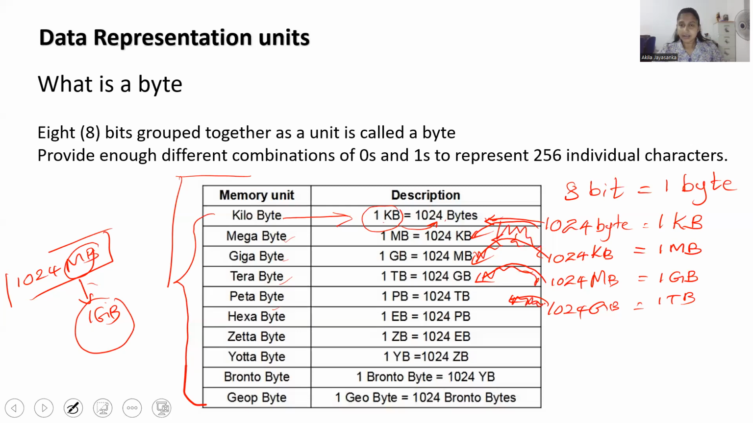Don't consider these arrowheads, right? So you can see 8 bits represent 1 byte, 1024 bytes represent 1 kilobyte, 1024 kilobytes represent 1 megabyte, 1024 megabytes represent 1 gigabyte, and 1024 gigabytes represent 1 terabyte, right? This is the way that we can represent the capacity of internal devices or memory devices. Right, okay. I will explain this again.